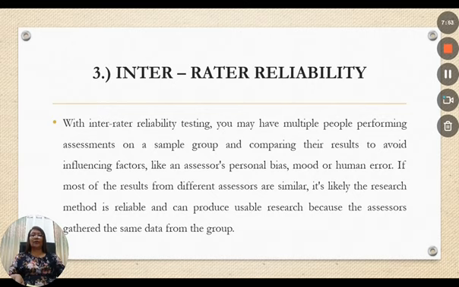With inter-rater reliability testing, you may have multiple people performing assessments on a sample group and comparing their results to avoid influencing factors like an assessor's personal bias, mood, or human error. If most of the results from different assessors are similar, it's likely the research method is reliable and can produce usable research because the assessors gathered the same data from the group.